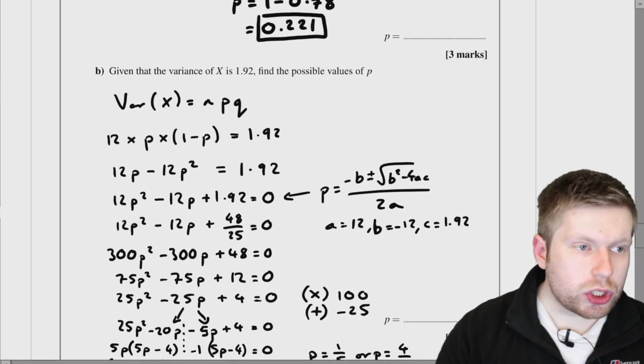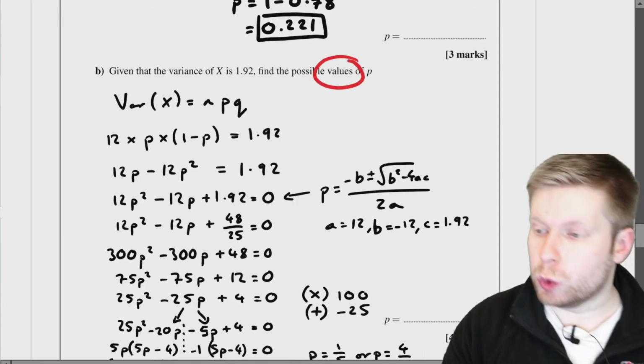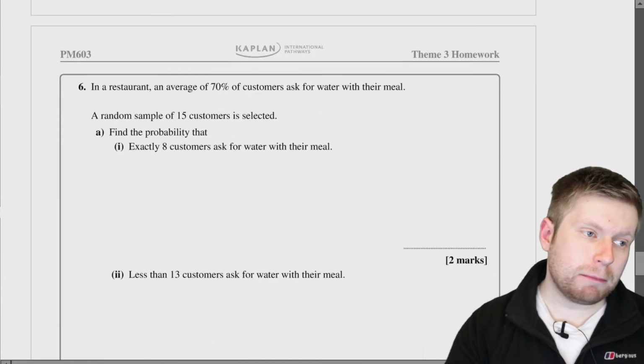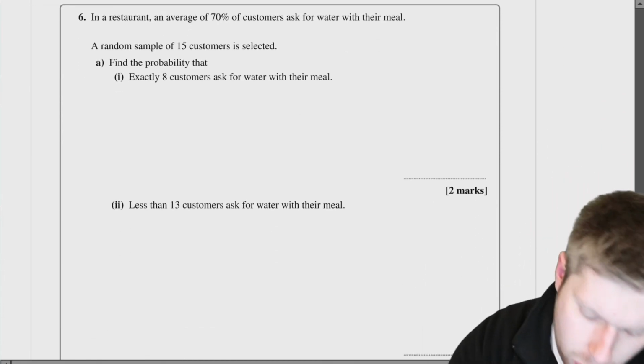That's all good. You also notice in the question, it's talking about values. It's plural, okay? So therefore, I'm looking for more than one. So that's totally fine, okay? All right, let's finish this off. Let's have a look at question 6.